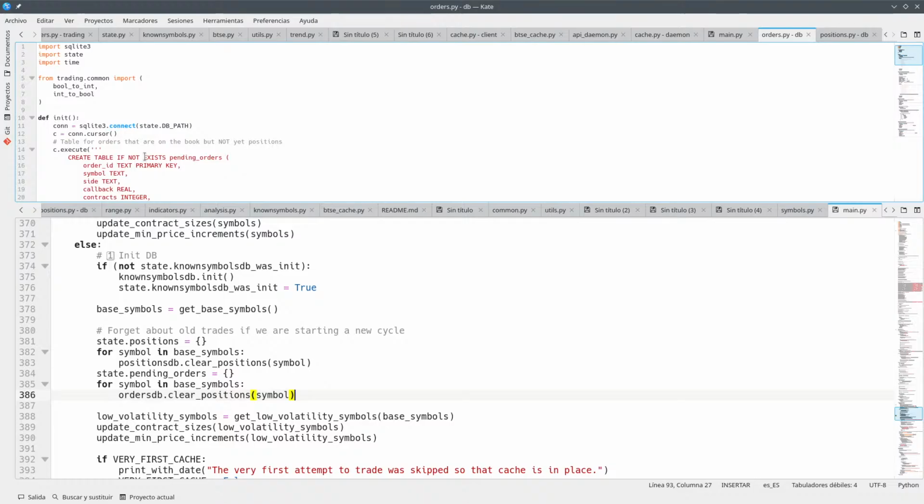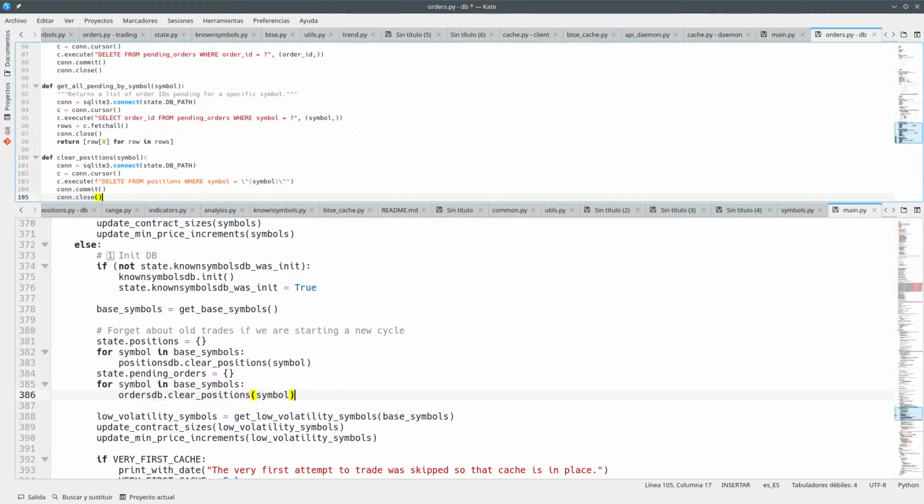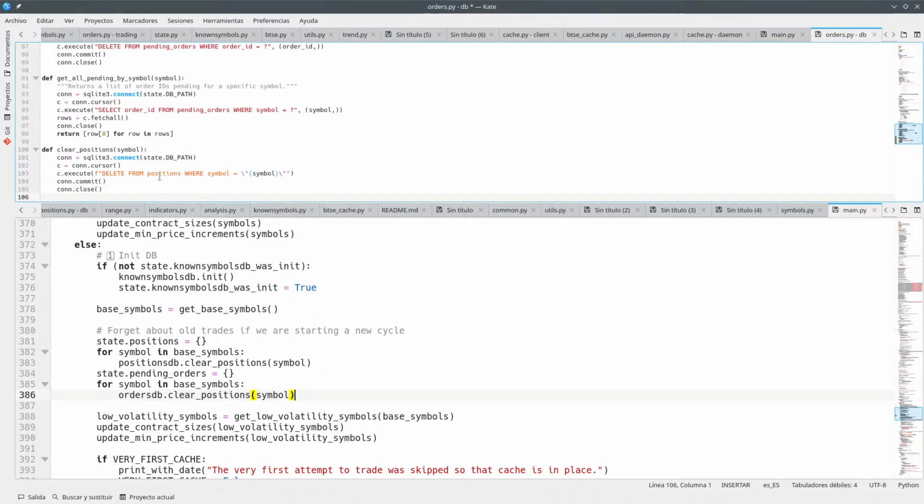Clear positions, so clear pending orders. It should not be as difficult as it sounds. So clear pending orders.